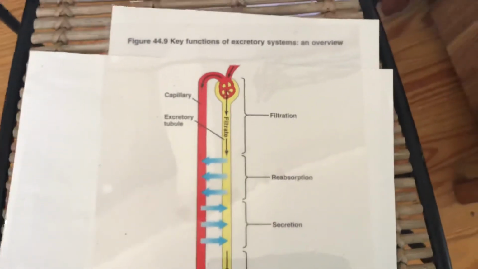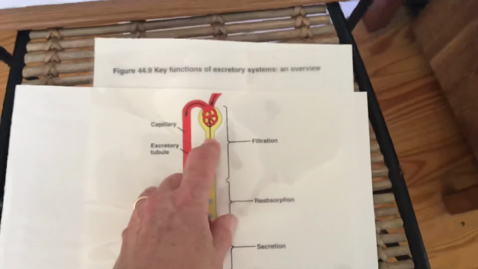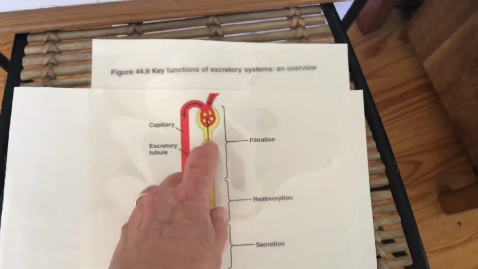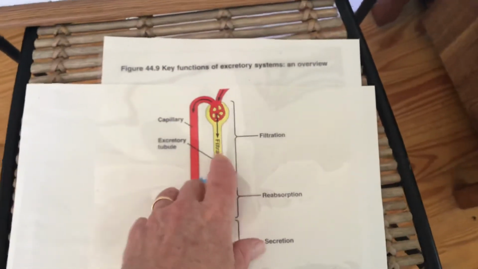Okay, so the first thing that will happen is the filtration part. So the filtration part is just coming into the duct. So these are just molecules that would be entering. Of course, some water gets in there too, right? Because there's higher solute concentrations, so water will move into here.